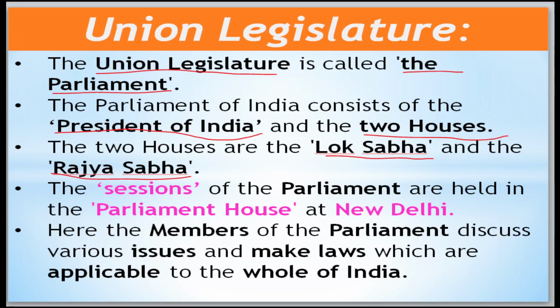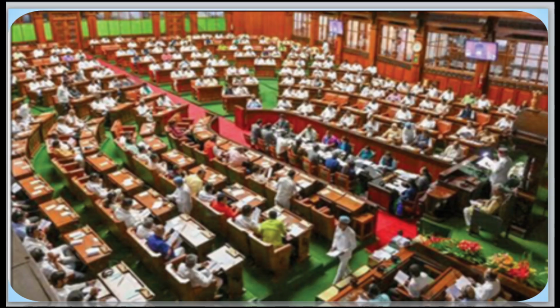Move to the next point: where it is located. Along with that, the sessions will take place in the Parliament. Those are in the Parliament houses, and the Parliament House is located in New Delhi. The members of Parliament will discuss various issues and make the laws which are applicable to the whole country. Okay, how does the session take place here? On one side the ruling party will be there, this side, and on this side we have the opposition.